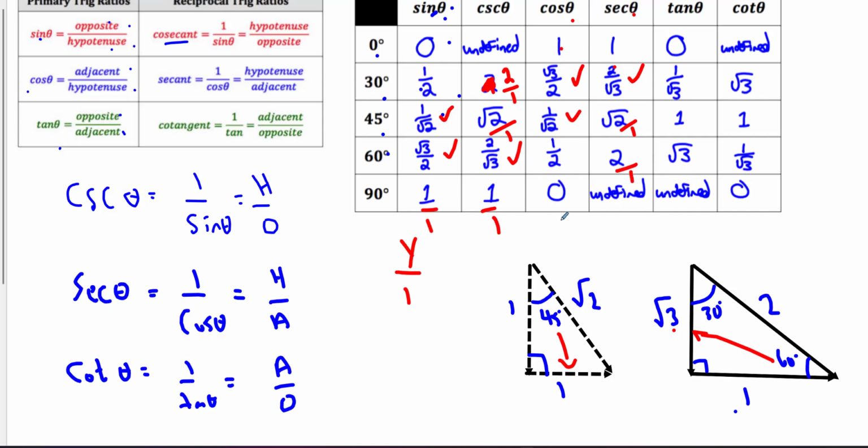And cos of 90 is 0. That means secant of 90 is 1 over 0. And you can't divide by 0, so it's undefined. So be very careful with that.